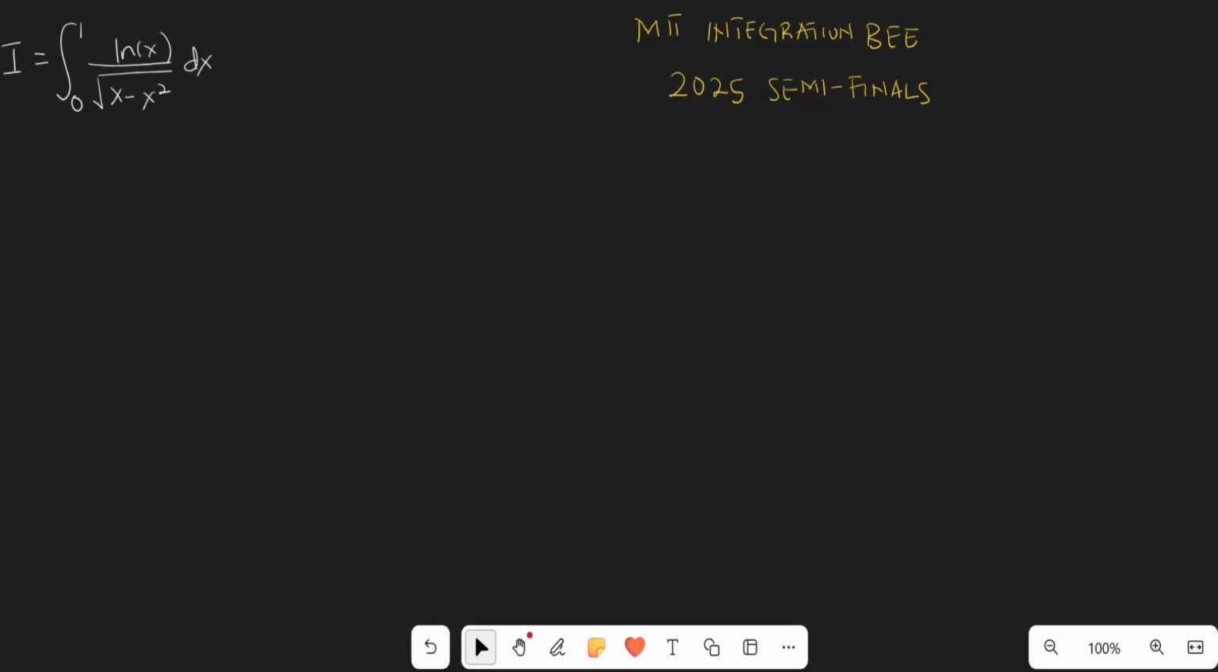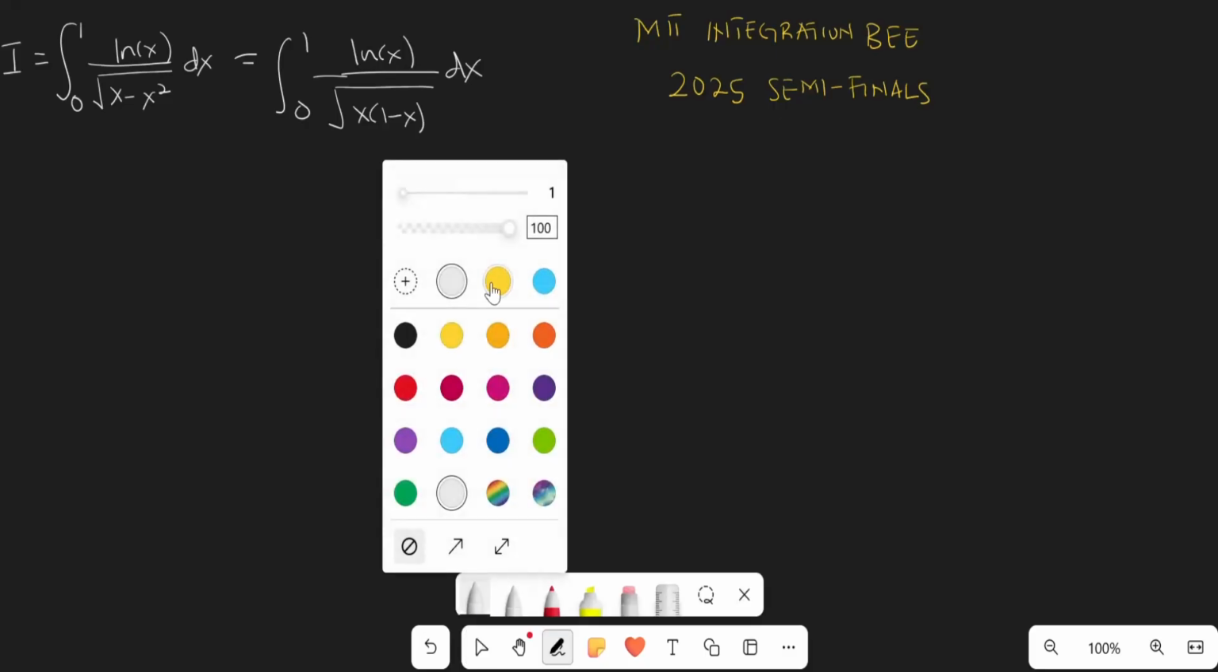2025 semi-final question, MIT Integration Bee. So let's solve this integral. Let's start off by rearranging this integral I. That's going to be the integral from 0 to 1 of ln of x divided by the square root of, I am going to factorize x out here, 1 minus x dx. Nothing special here, just rewriting the denominator.